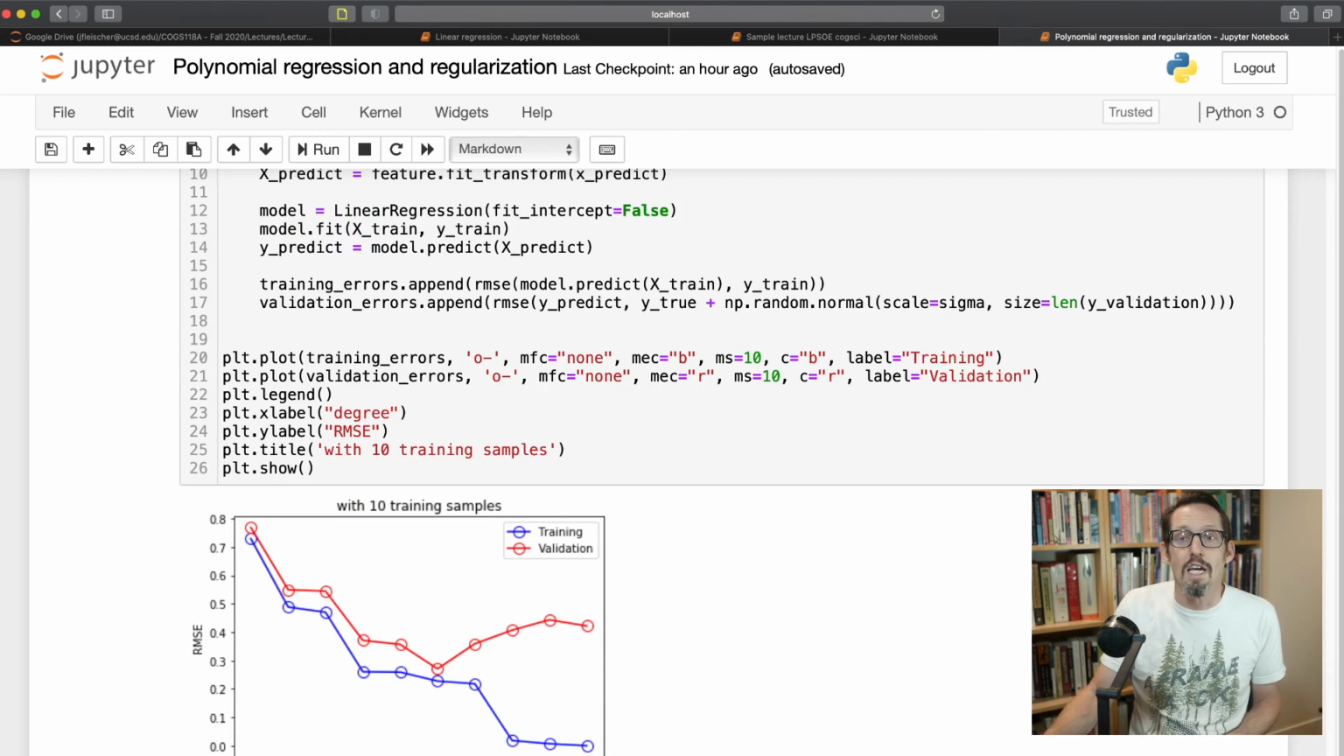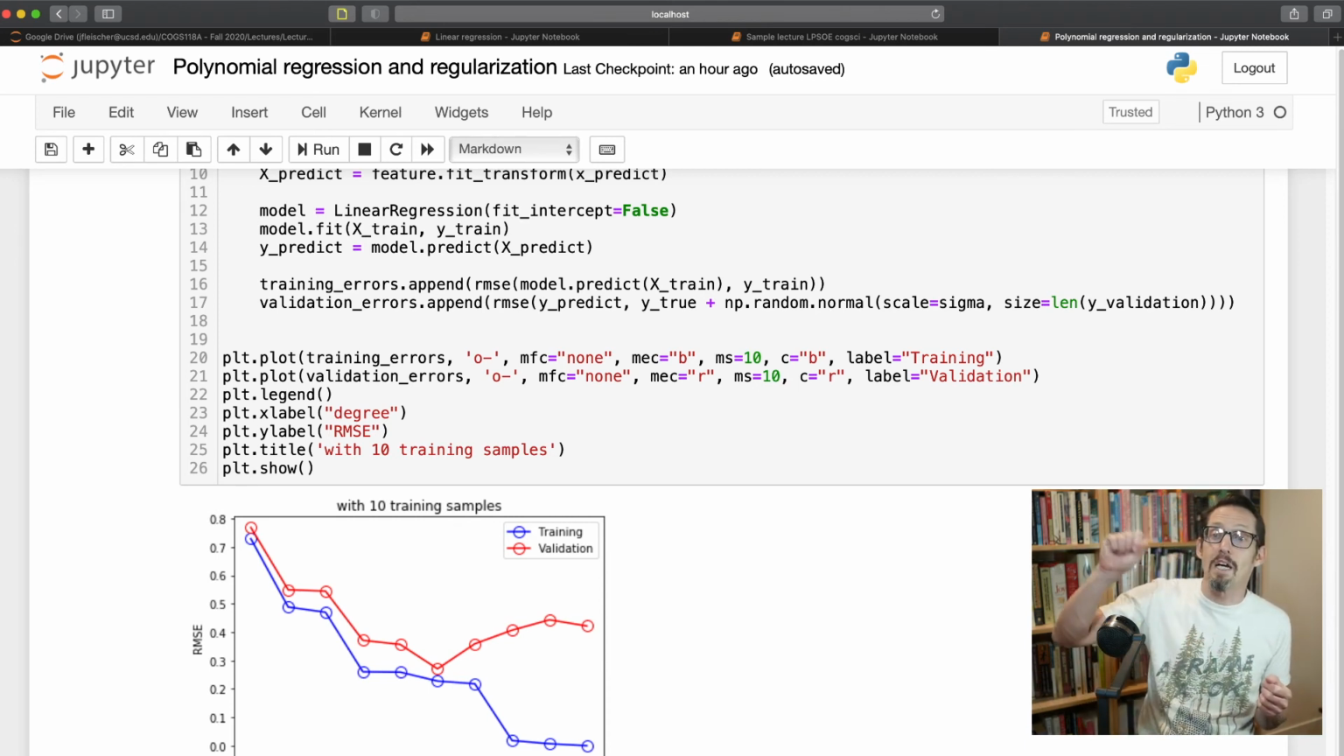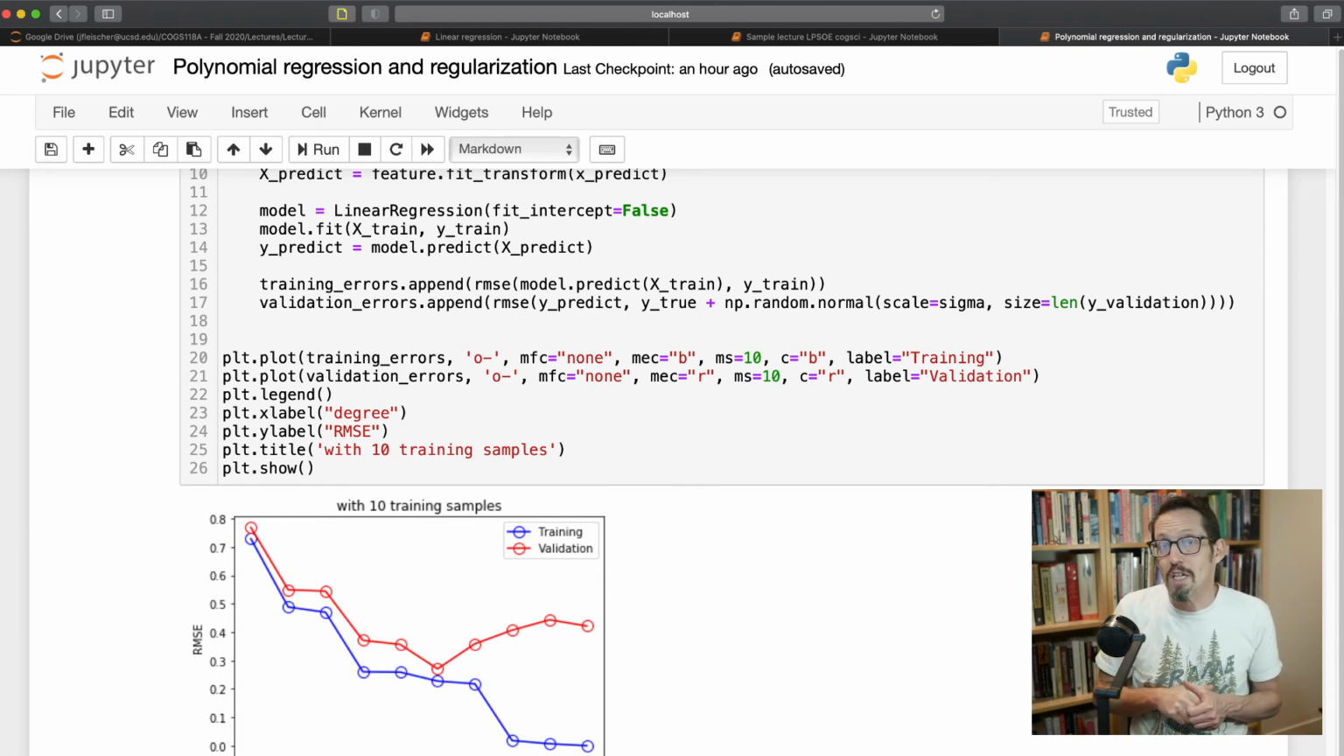When you see that both training and validation error are going down, you know that your model can be more complex. And when your validation error starts to go back up as your model complexity increases, that means that your model is now more complex than the data set, and you're overfitting.